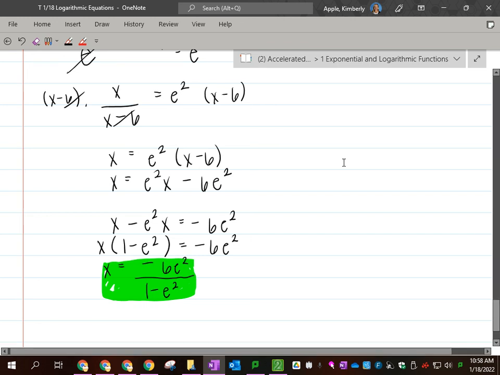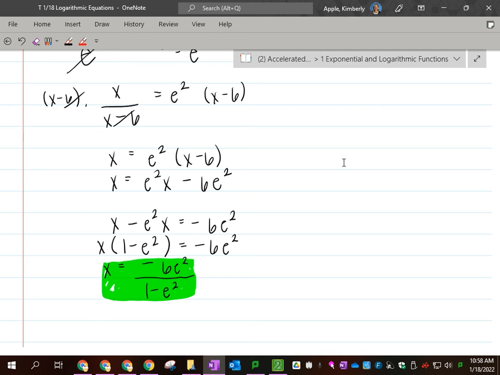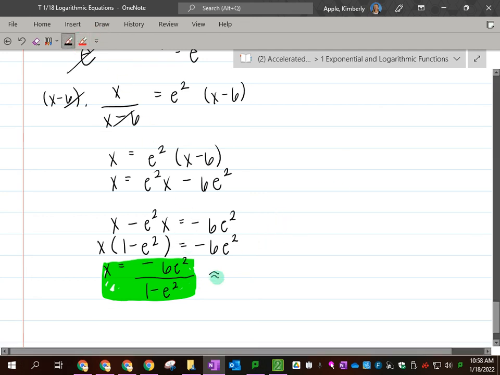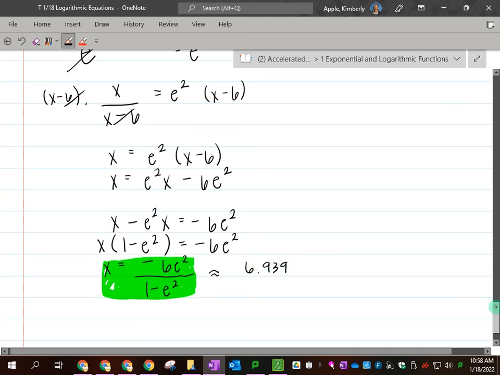Let me plug it in with you real quick. So I just hit the fraction button, negative 6, this e squared. Everybody finding that e button? Okay, good. Yeah, like 6.939 or something. I like the decimal because even though that's my answer, when I go check it, decimals are just easier to work with. So this is 6.939, and I can just take this and plug it in.